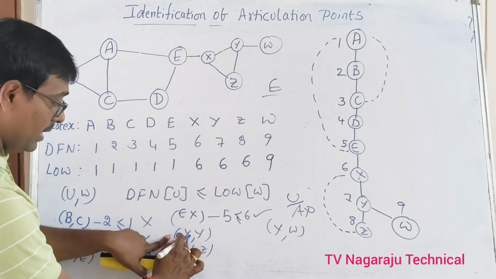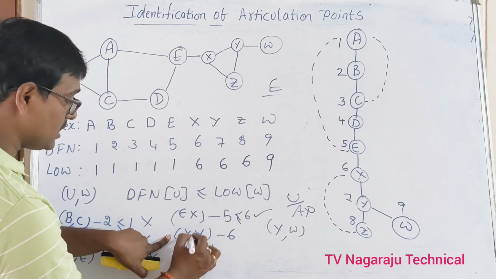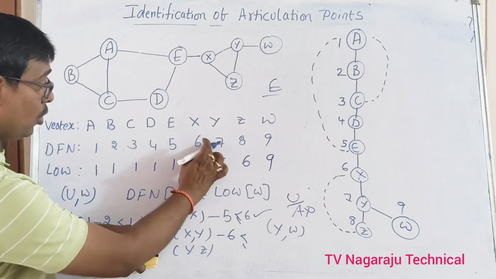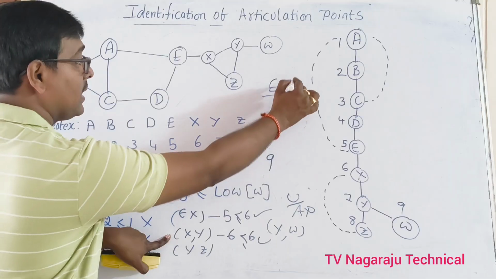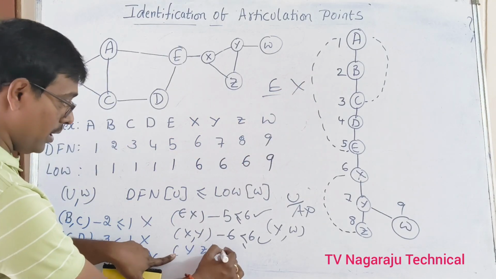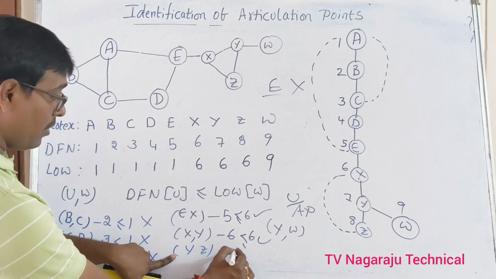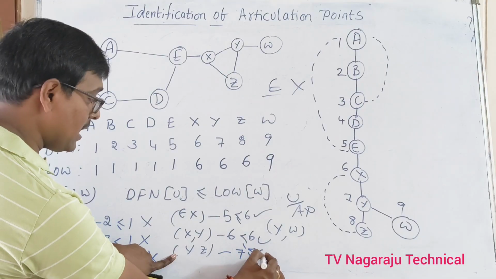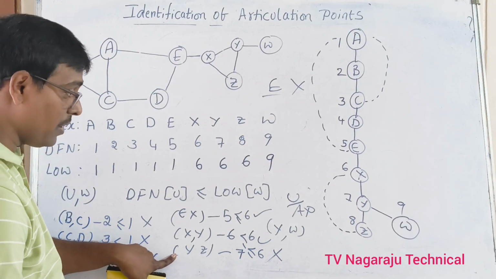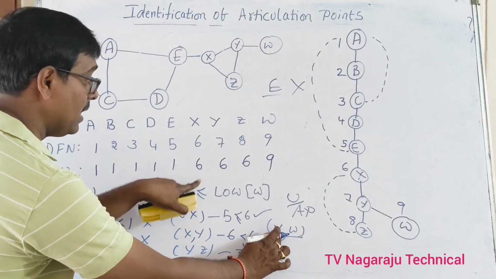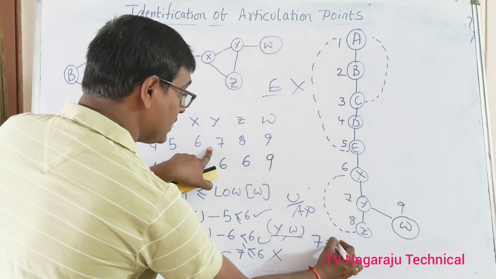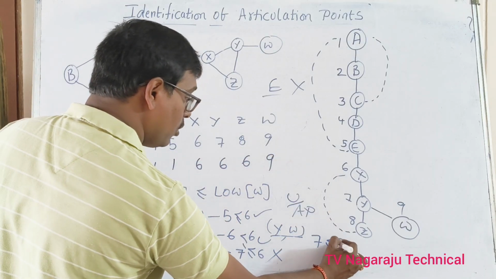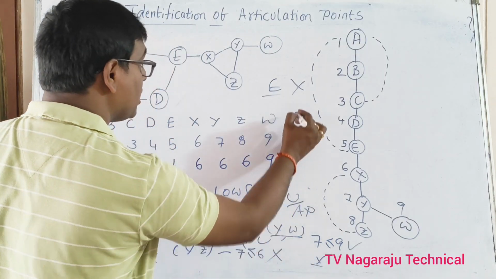Now X comma Y. DFN of X value, that is 6, less than or equal to low of Y. True. So X is also an articulation point. Y. DFN of Y, that is 7, less than or equal to 6. The condition fails. Now in this, DFN of Y, that is 7, less than or equal to low of W, 9. Now Y is an articulation point.